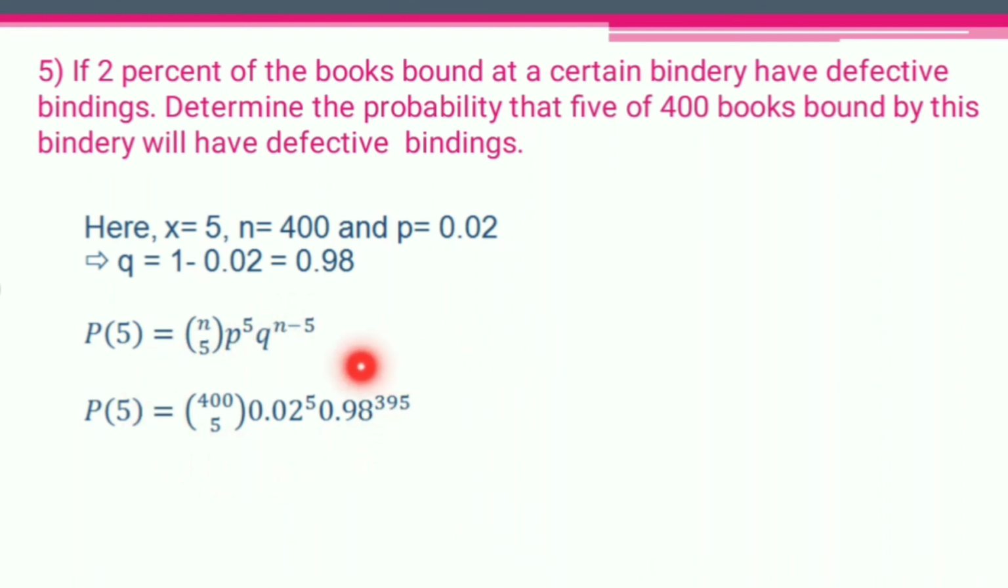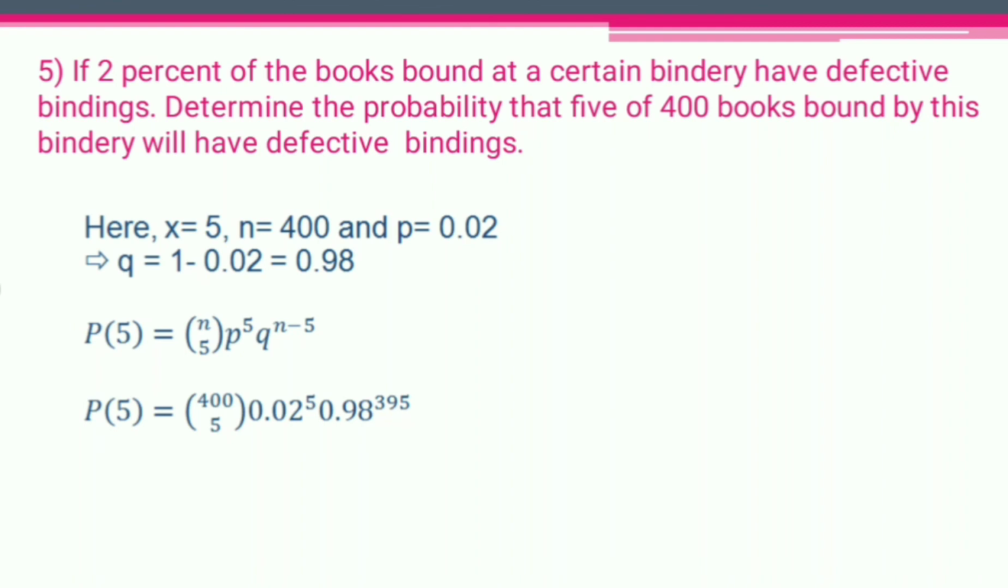Now you can see here it is very difficult to calculate such values. 400 C5, it is very difficult to calculate these factorials, and when you multiply these small numbers, the calculation becomes very difficult. Even a calculator will not show the correct answer. So what to do in such a case? This problem is the limiting case of binomial. Okay, and the limiting case of binomial is the Poisson distribution, which we'll talk about in the next video.